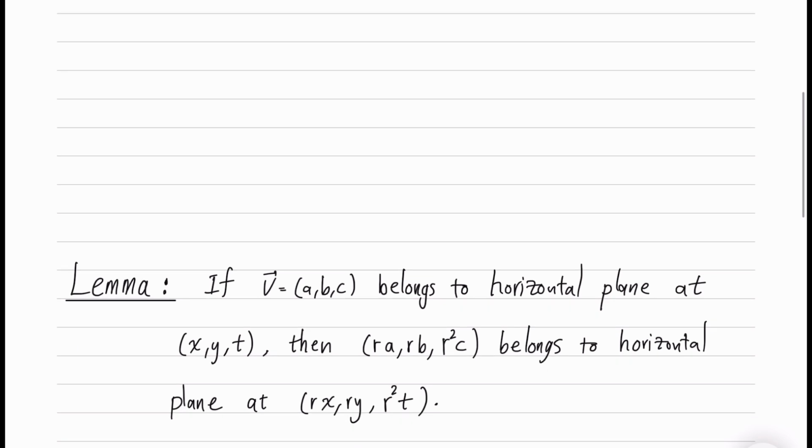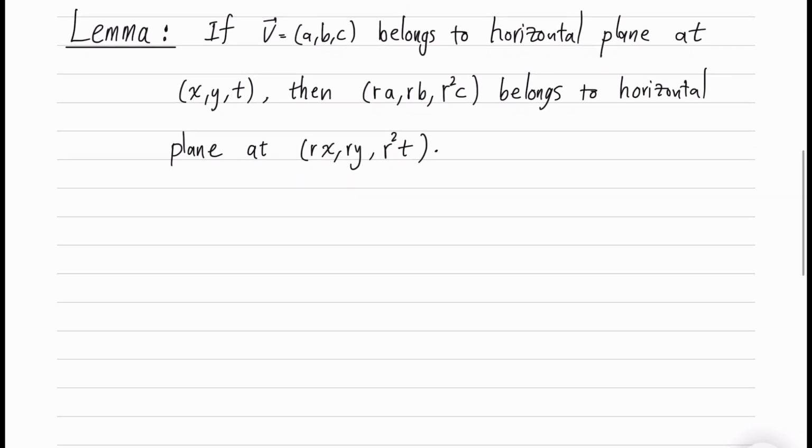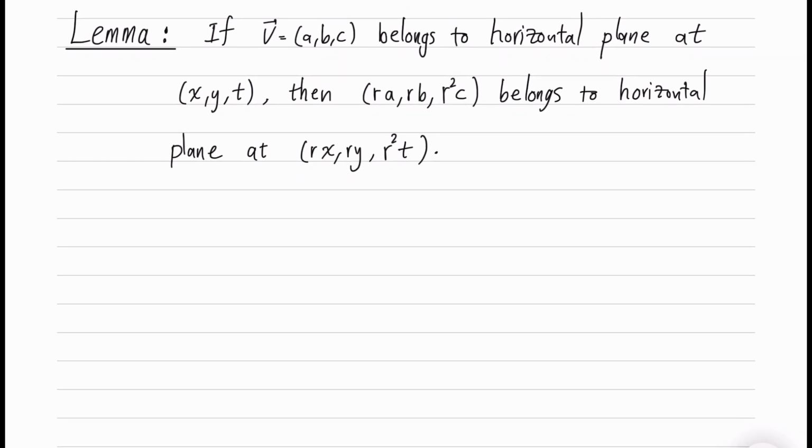The first lemma toward proving our desired result is the following. If you have a vector which belongs to a horizontal plane at a certain point, then scaling of the vector, the homogeneous scaling we have introduced, gives a vector that belongs to the horizontal plane in the dilation of the base point. So if we dilate the vector and the base point, the horizontality is preserved. The proof of this cannot be really difficult. After all, it's just calculation.